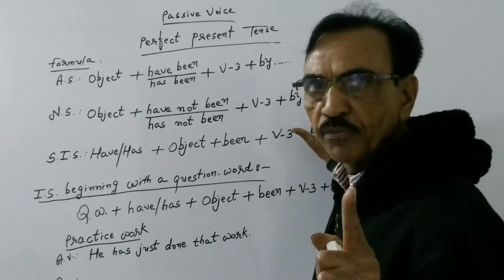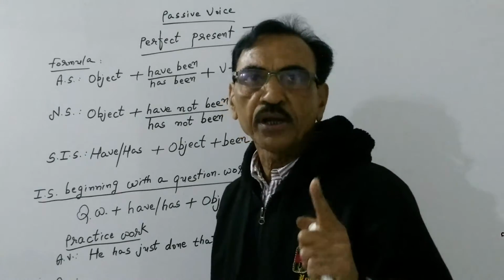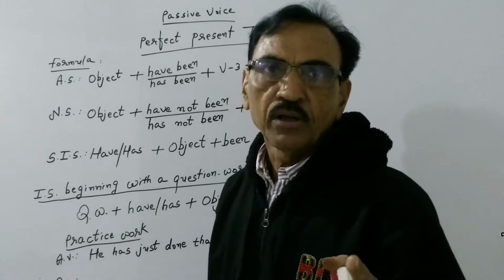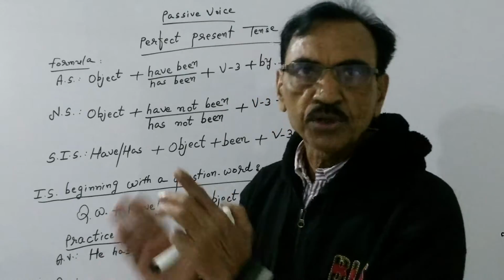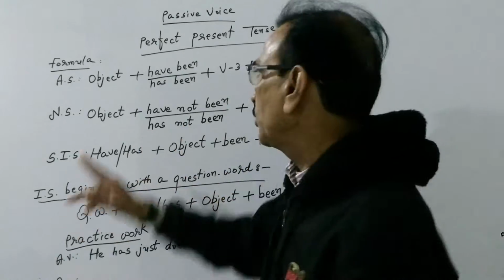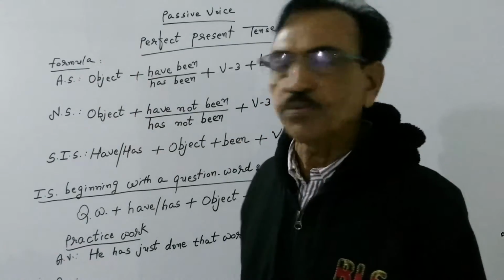Try to listen to me carefully, friends. We should do the practice in depth. But before that, you should have the clear concept that this is the sentence of perfect present tense and this is the formula for changing the sentence from active voice to passive voice, friend.